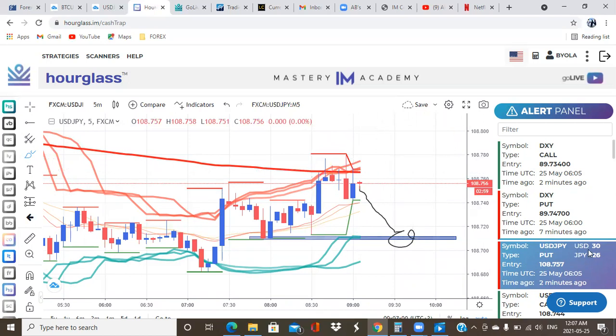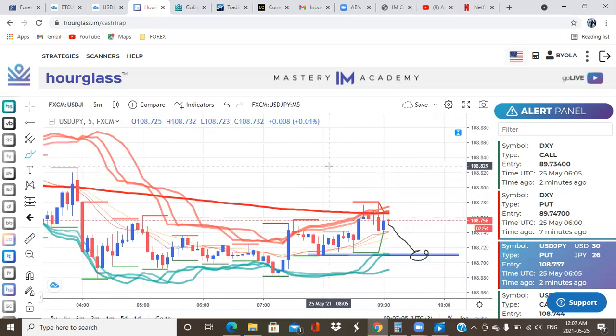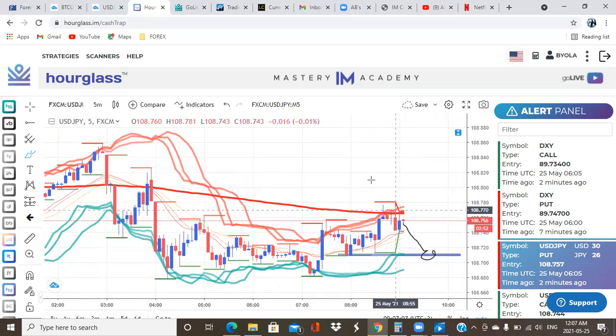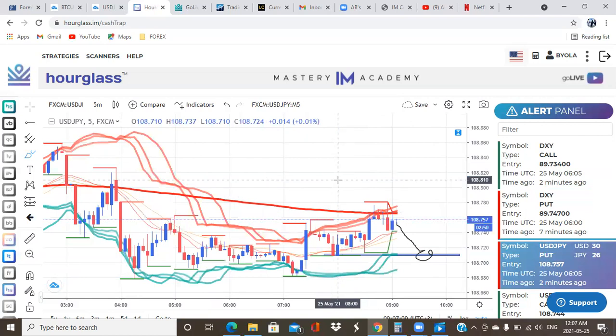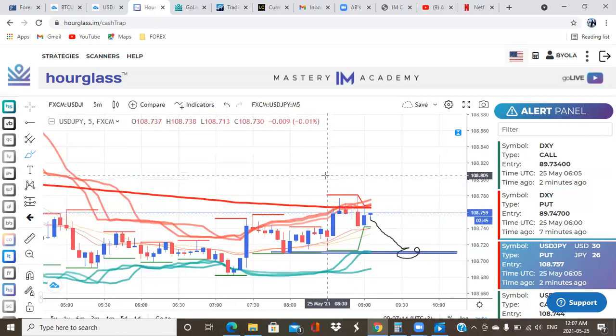So you can see USD is still stronger than the Japanese yen. USD is 30, Japanese yen is 26. So more often than not, it will continue to go up, and that's how you take your trade. So 2 good trades. Okay. 2 good trades can give you 5% of your account.